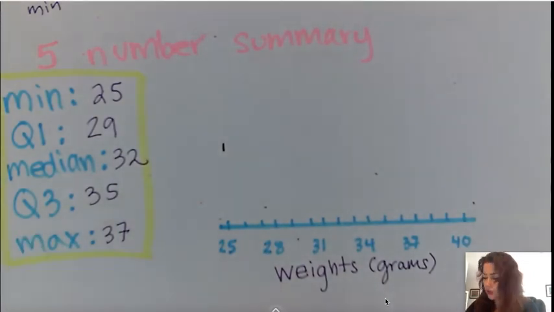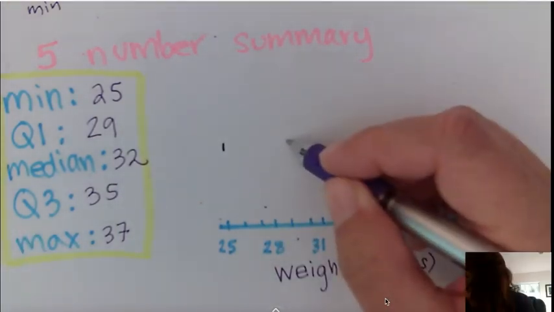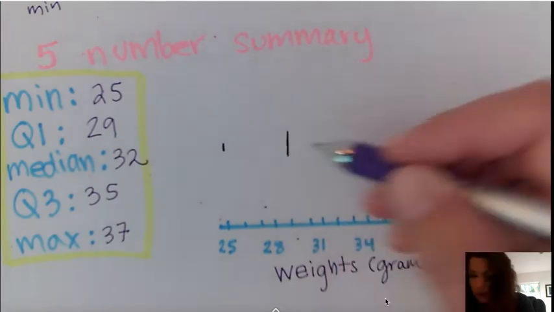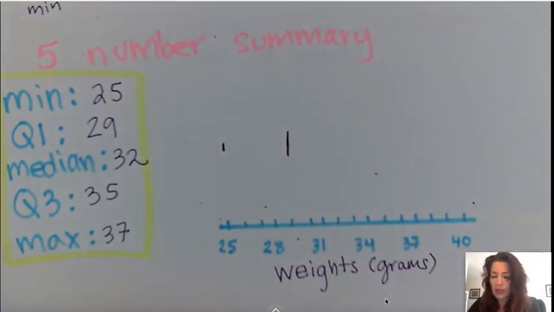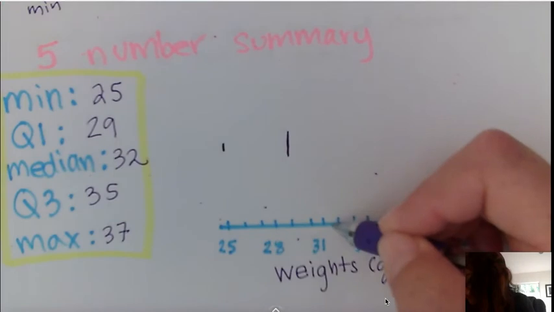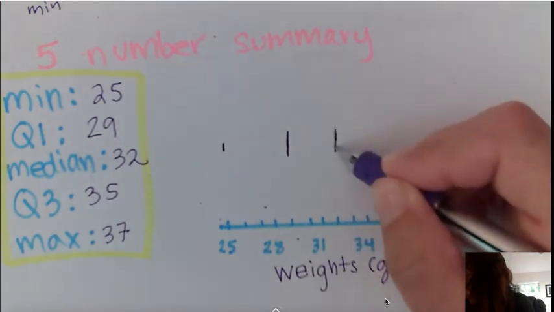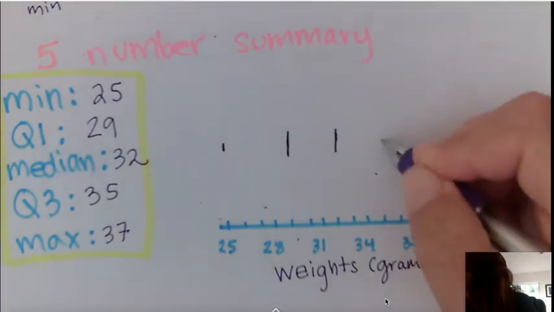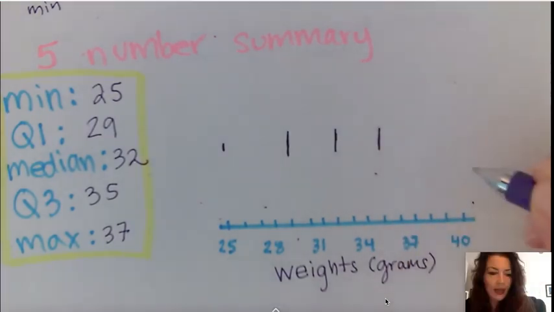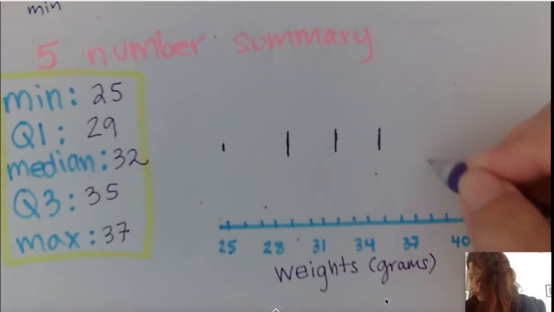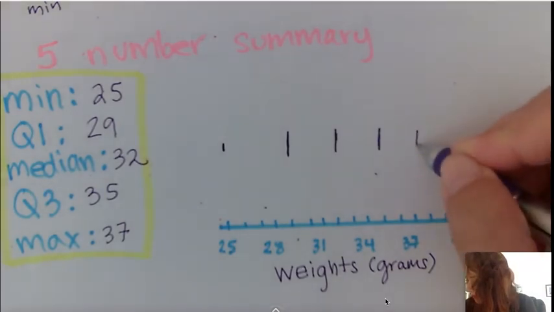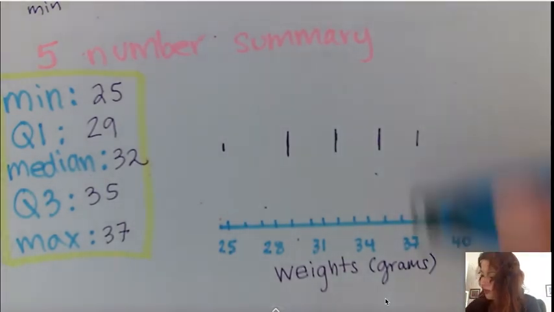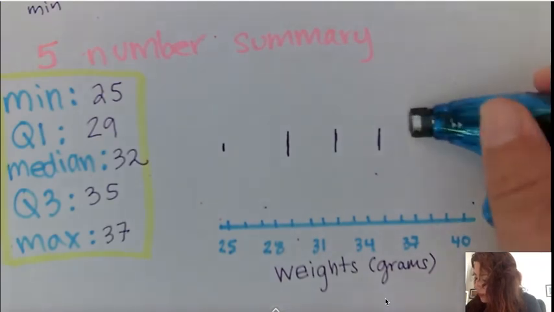The Q1 is 29, so I will put another tick mark here, maybe just a little longer. The median is 32, so that will be right here. And the Q3 is 35, so I will put that one here. And the max is 37. Okay, make that a little smaller. All right, so where is my box?